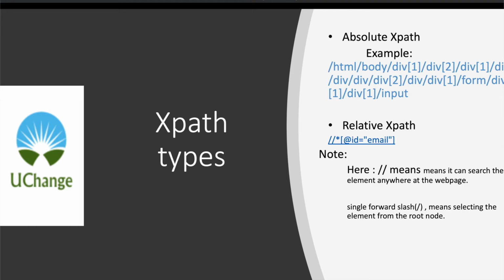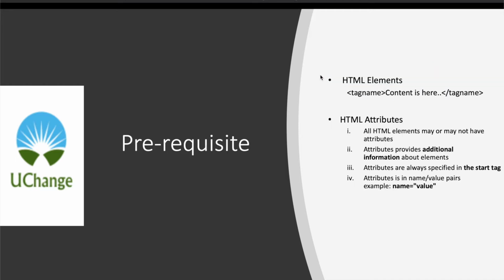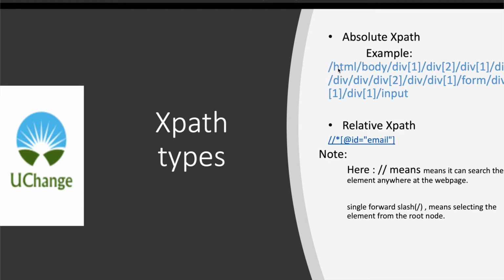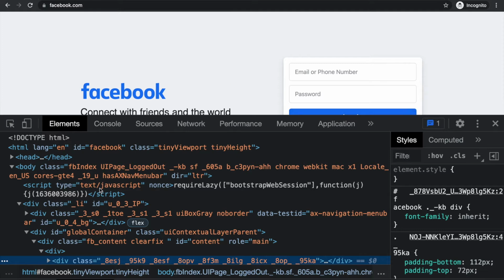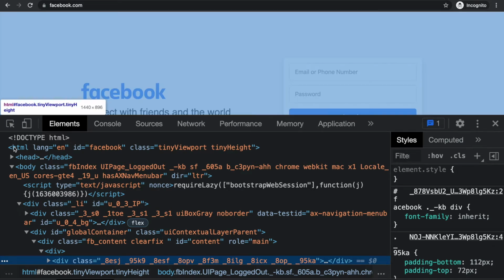So what are the types of XPath? XPath has two types. One is absolute XPath and another one is relative. So what exactly is absolute XPath, right? As you can see here in the sample, it is going from HTML, body, div1, div2. What that means is, let me go to Facebook here. As you can see here, the HTML code starts from this HTML tag here, right?